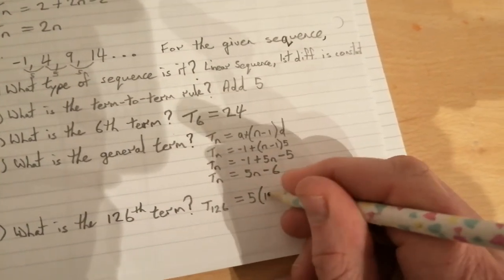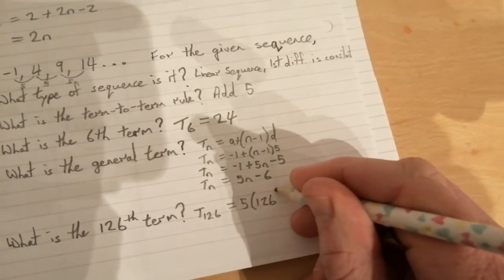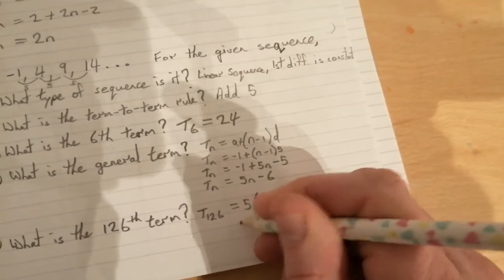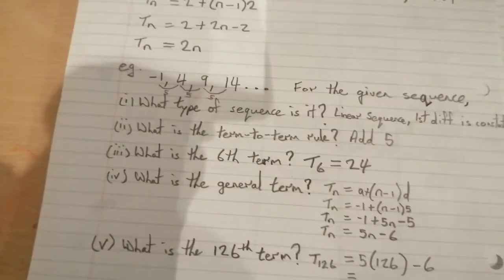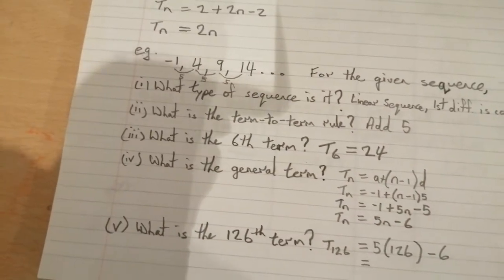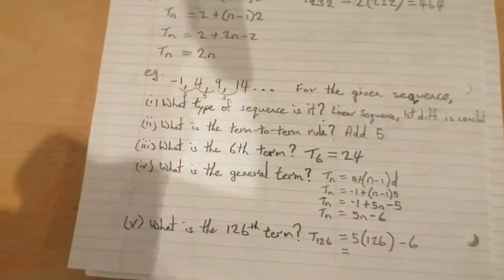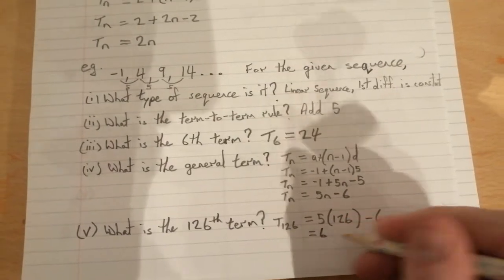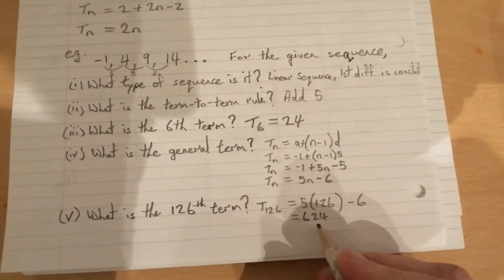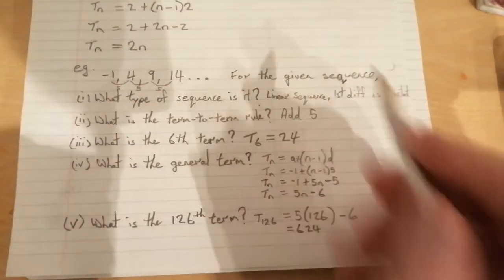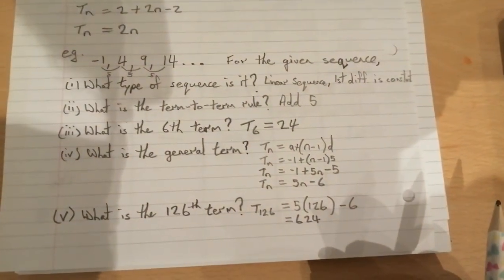So 5 times 126 minus 6 is equal to, and I'm going to get the calculator out for this, 126 multiplied by 5 is 630, minus 6 is 624, isn't it? So equal to 624. So term 126 is equal to 624. If we went up, counted up 126 terms, that's where we get to.